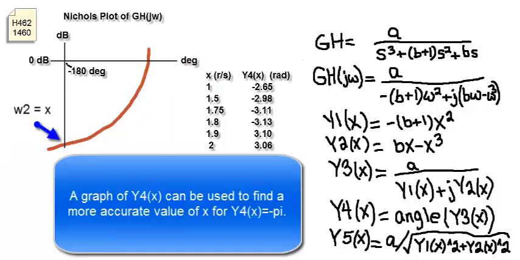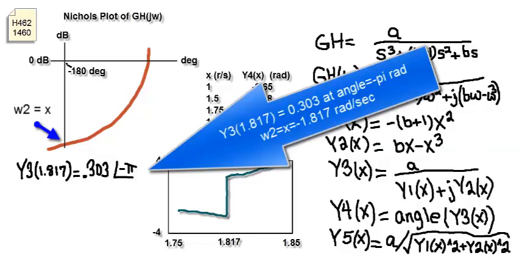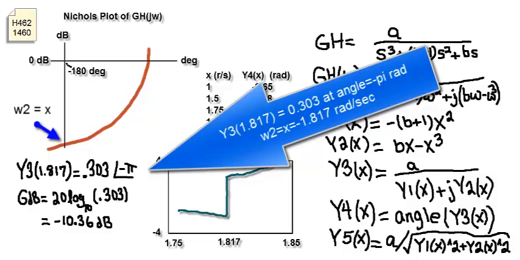A graph of y4 can be used to find a more accurate value of x for y4 equals negative pi. Using the window values, a Ti-89 plot shows y4 is negative pi when omega 2 is 1.817 radians per second. y3 at this frequency has magnitude 0.303 at angle negative pi.